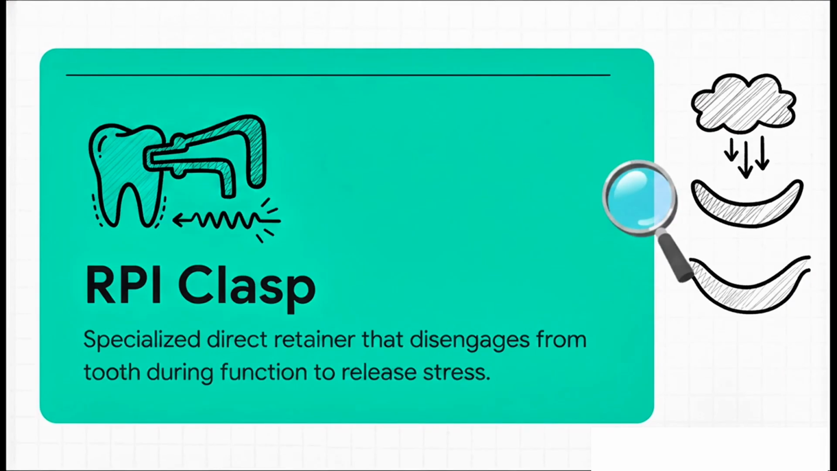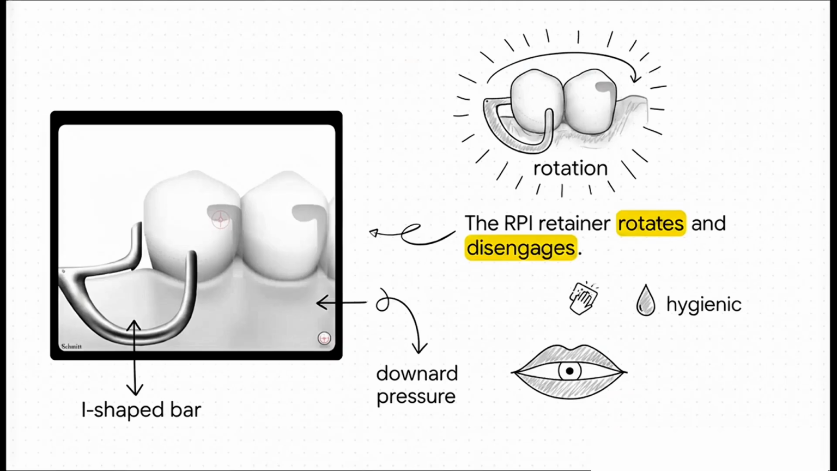Enter the RPI clasp. This is a highly specialized direct retainer system, and honestly, it is the ultimate shock absorber in dentistry. It's engineered specifically for those tricky tissue-borne scenarios we just talked about. Instead of rigidly gripping the tooth and brutally pulling on it when the patient bites down, the RPI clasp is specifically designed to release that stress.